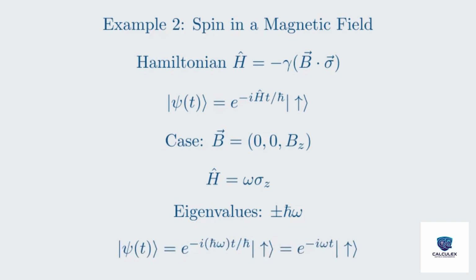The time-evolved state is simply the initial state, multiplied by a time-dependent phase factor. The physical state doesn't change, only its mathematical representation. This phase factor has no physical effect. It's just a rotating vector in the complex plane. This is why a spin-up state in a Z field remains spin-up.